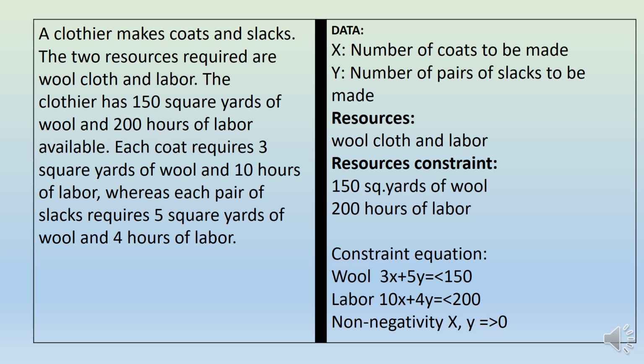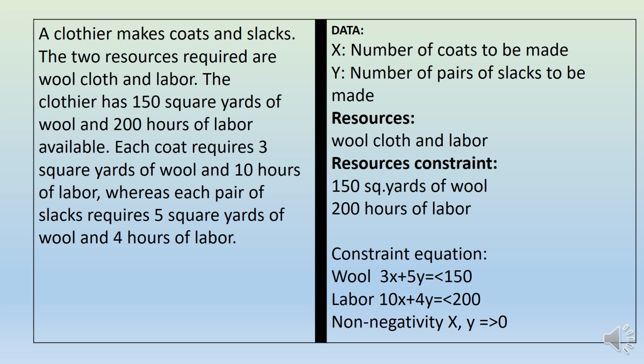So you see, a clothier makes coats and slacks. So he is making coats and slacks. It makes a lot of sense that x, or the first variable, would be the number of coats and the second variable would be the number of slacks, because he is going to make them with the resources wool cloth and labor. Now let's move ahead.